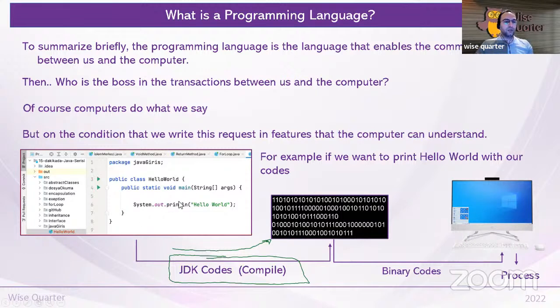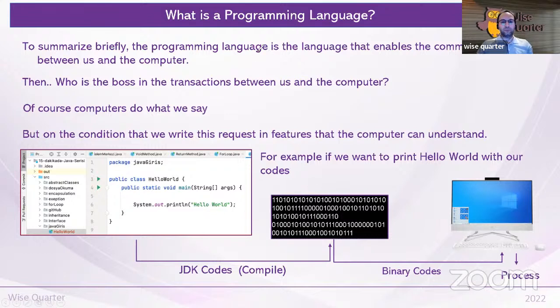We write the code by using Java. Java, by using something, don't worry about it, changes it to binary codes like this, and it will be sent to the computer, so the computer will calculate the result. It will process whatever we ask it to do. Briefly, that's it.